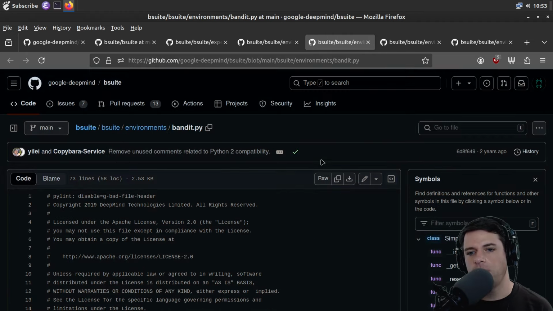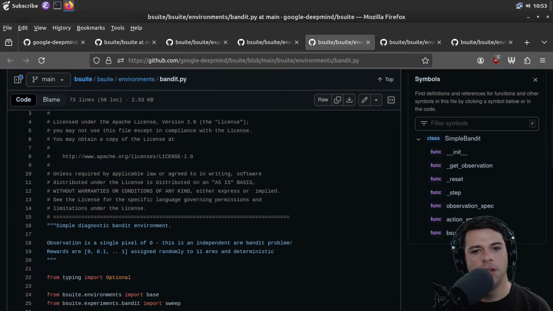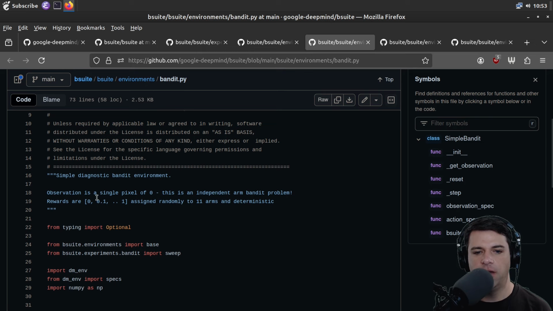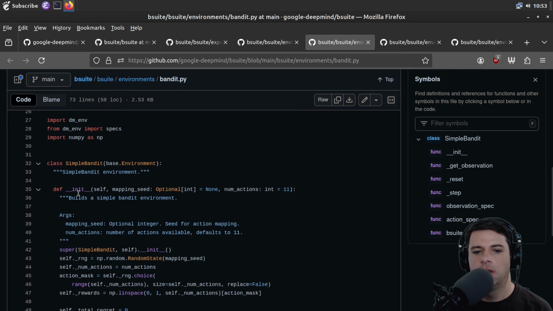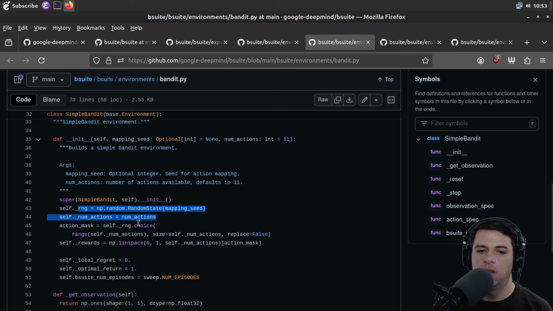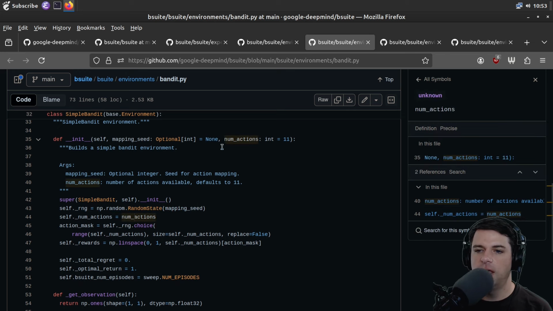Okay. Here is Bandit. A simple diagnostic bandit environment. Observation is a single pixel of 0. This is an independent arm bandit problem. Rewards are 0, 0.1, up to 1, assigned randomly to 11 arms and deterministic. Okay, so what are we doing? We've got some RNG. The number of actions is taken in as a parameter. It defaults to 11.